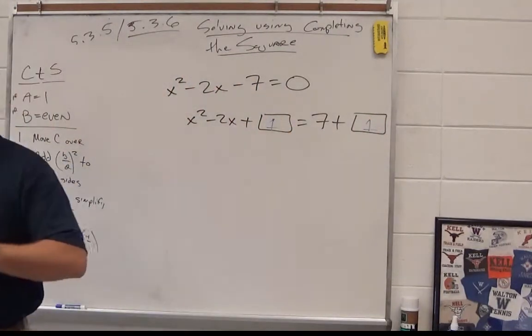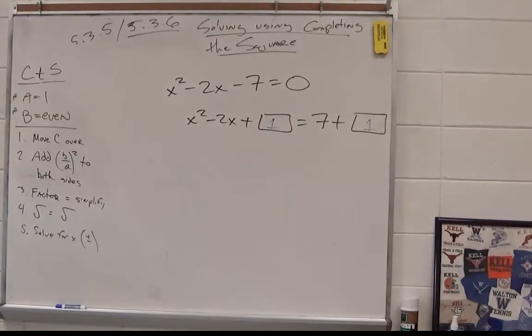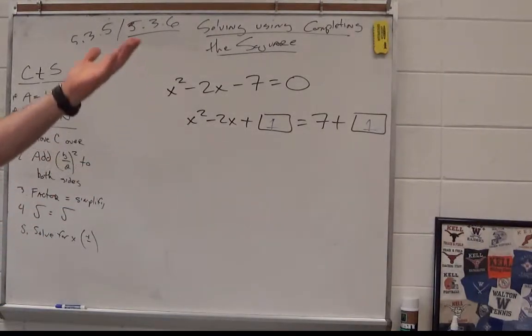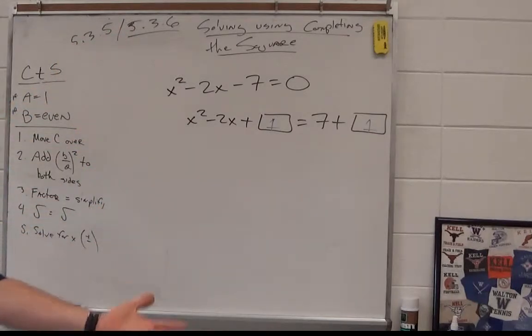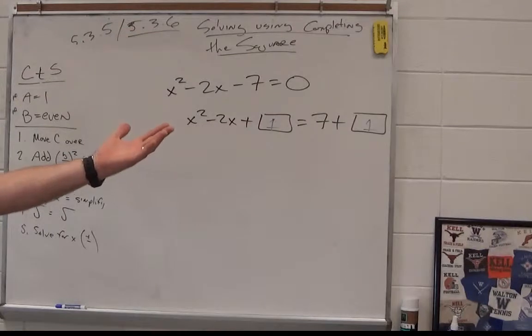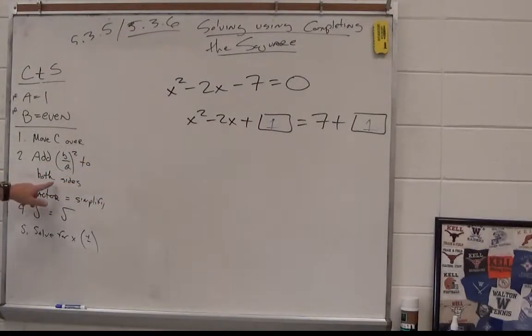Why do I add it to both sides? Why is it important to add it to both sides? The equal sign is a scale. If I add to one side and not the other side, the scale is not going to be balanced. Very important. That's why I got it in the step. Add it to both sides.